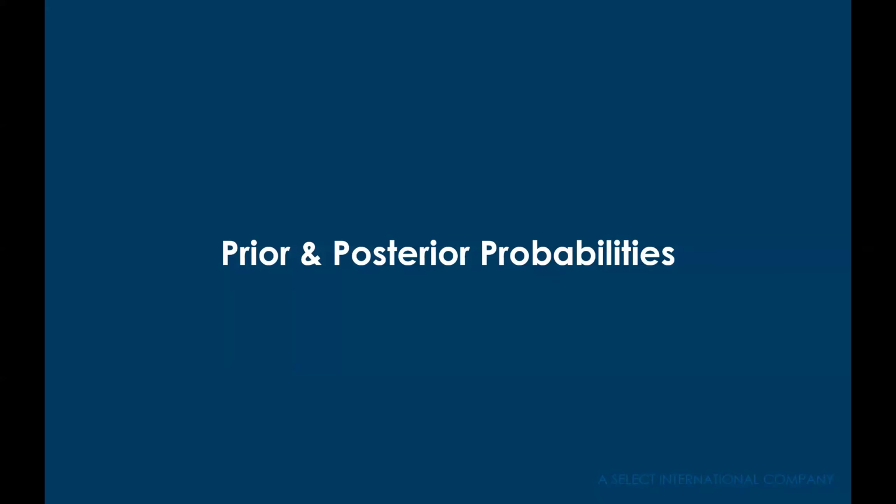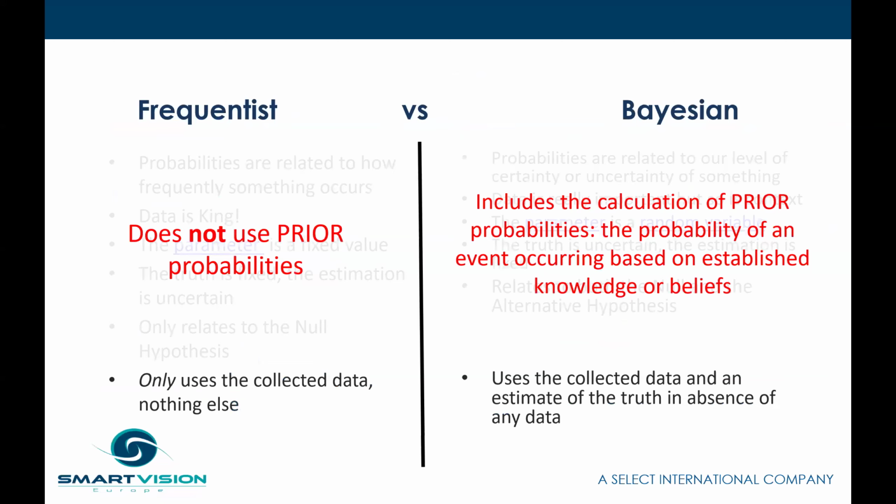Which means we have to talk about prior and posterior probabilities, which is right at the heart of the Bayesian approach. The frequentist approach does not use prior probabilities. It only uses collected data and nothing else.